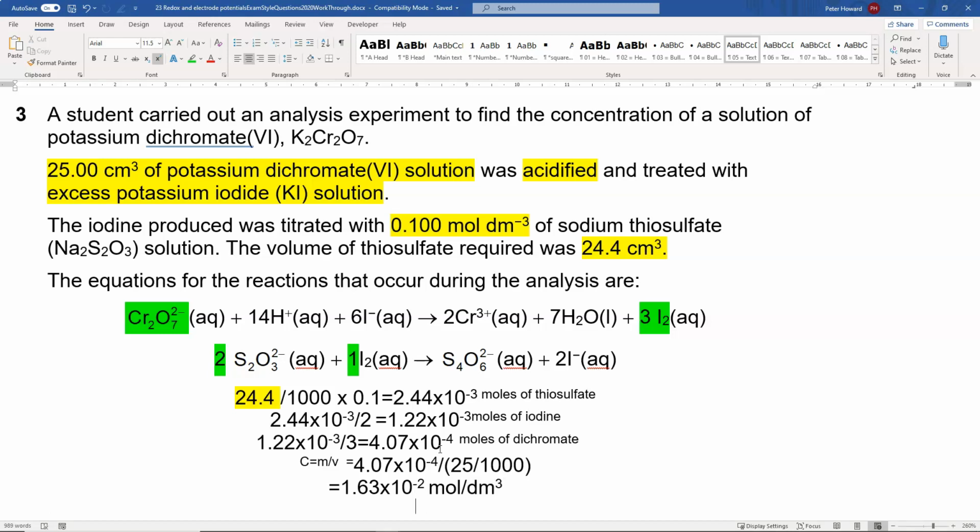Now, the units were grams per decimeter cubed, so we need to work out what mass of 1 mole of potassium dichromate is. So it's going to be equal to, get hold of the periodic table. Potassium is 39.1, so 39.1 times 2, plus chromium times 2, so 52 times 2, plus oxygen 16 times 7, gives us a mass of 294.2, and that is, let's put a label in, the Mr of potassium dichromate.